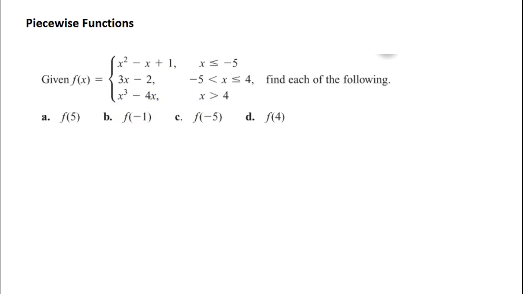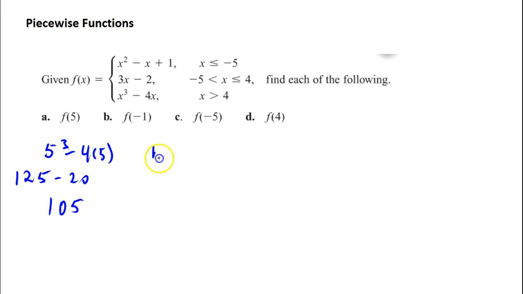So let's evaluate this piecewise function for several values of x. f of 5. Okay, so 5 is bigger than 4, so we're going to use this one right here. So that's going to be 5 cubed minus 4 times 5. That's 125 minus 20, which is 105.